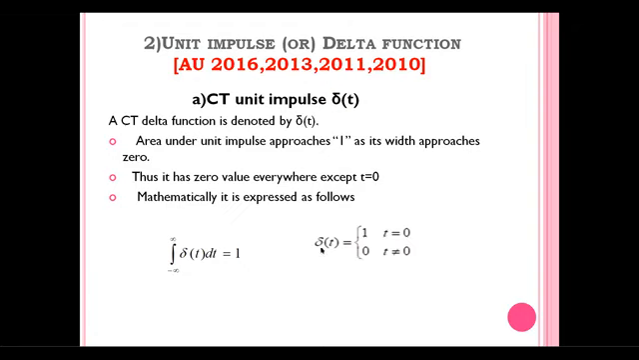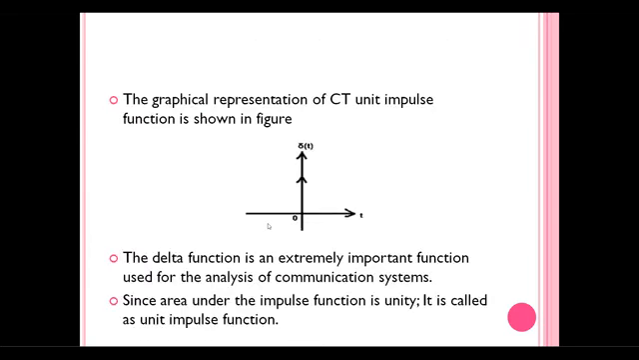And this del of t can be described as: del of t equal to 1 for time t equal to 0, and for time t not equal to 0, the signal has amplitude 0. So it is a mathematical representation of this unit impulse signal. This is the continuous unit impulse signal.